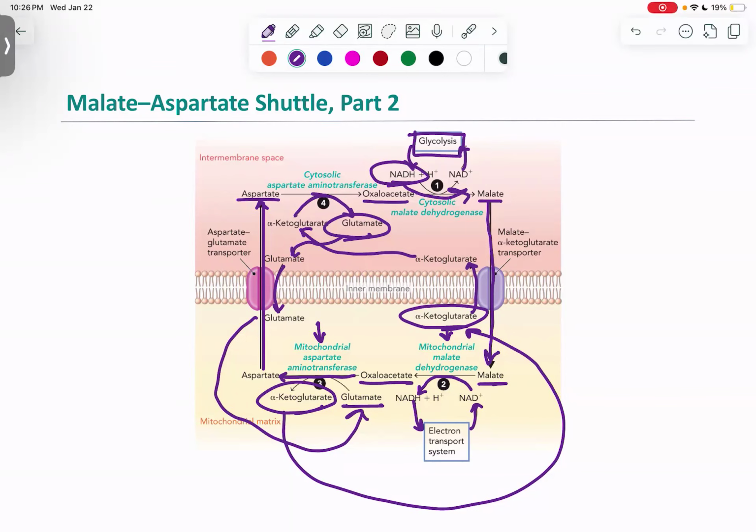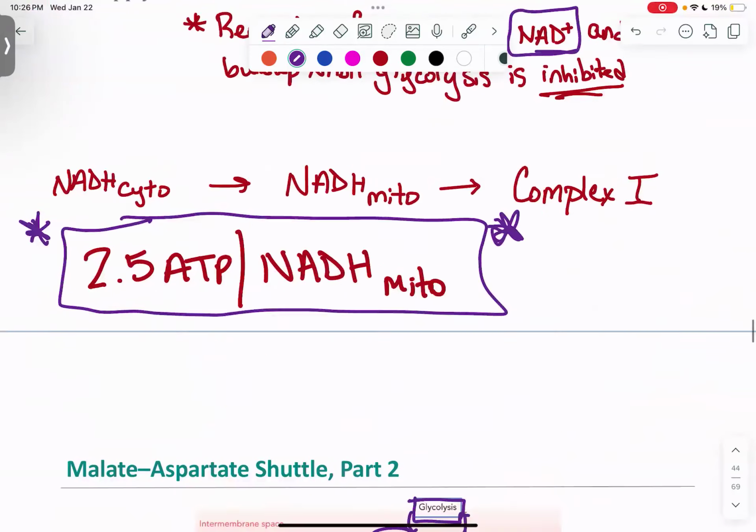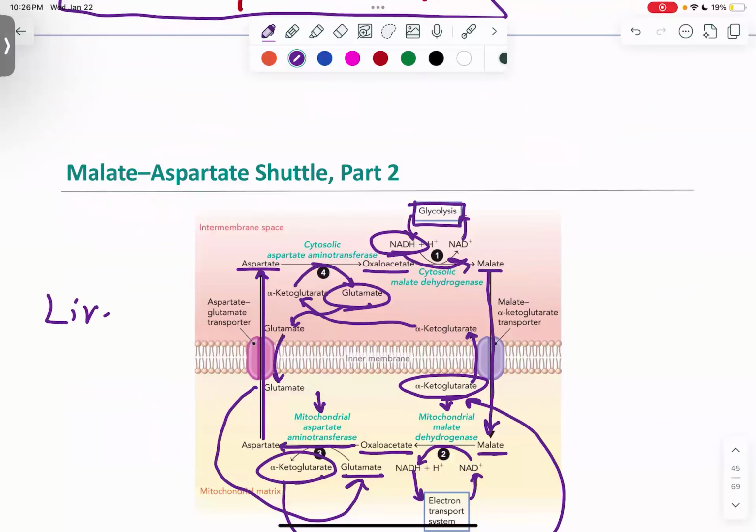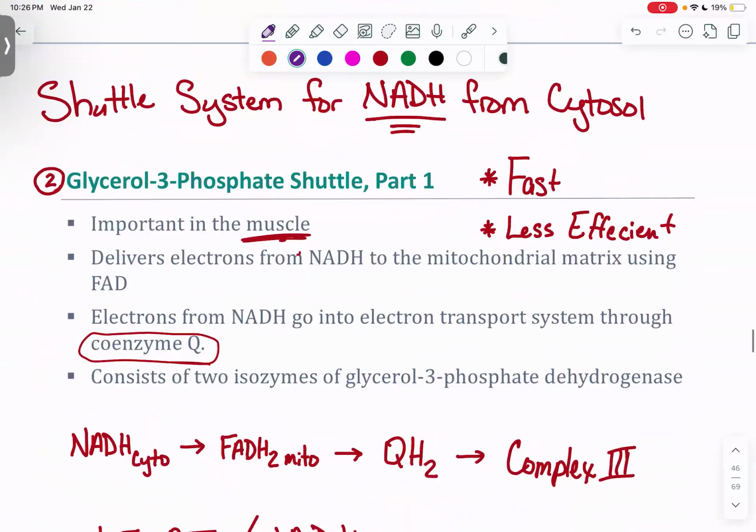Okay, now, what tissue type was this in? Go back and remember that this was in the liver. So go ahead and put yourself, this is the liver, right? The liver is going to be that malate and aspartate shuttle. But what happens in other tissues?